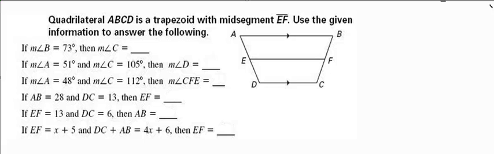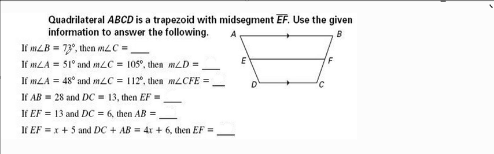Hello everybody, on this problem we're going to be looking at a quadrilateral which is a trapezoid and has a midsegment. Here we have trapezoid ABCD, midsegment EF, and in each of these problems we're going to figure out independent of the other one. It's good to note that several of these ask about finding angle measures. We do need to know that on a trapezoid we have one pair of parallel lines, so the consecutive interior angles, A and D, B and C, those are always going to be supplementary.